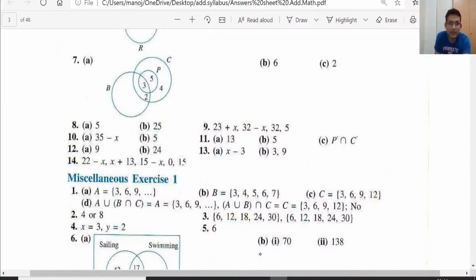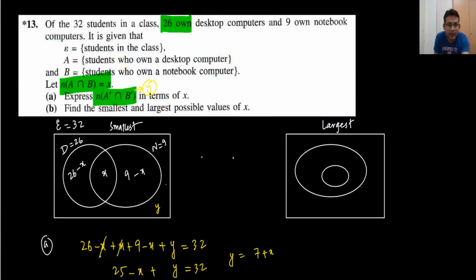If you want to check the answer, question number is 13. Sorry, if I'm not wrong, A complement intersection B complement. This coming minus, sorry, this is the x cancel out 25 and 29. Oh, sorry. This is 35. My mistake. I'm sorry. And this is okay. This still is here. Okay.